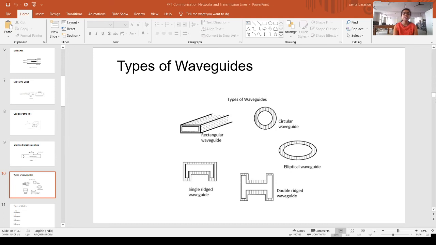Here we can see the construction of the waveguides. All these kinds of waveguides have a hollow in the center and are made up of copper walls. This is made of a thin lining, and here we can see in the construction that this thin line represents the copper walls.